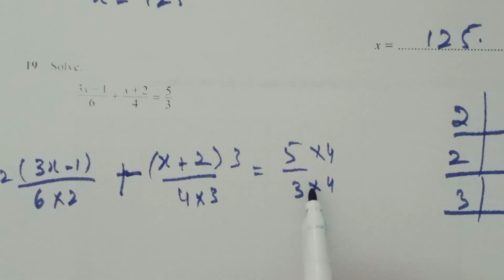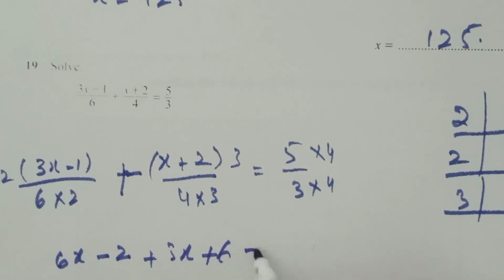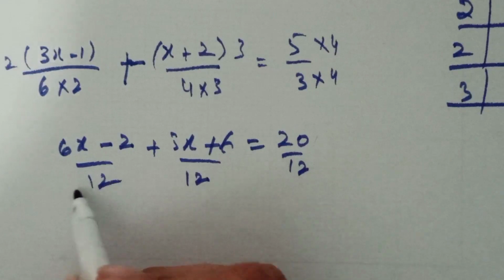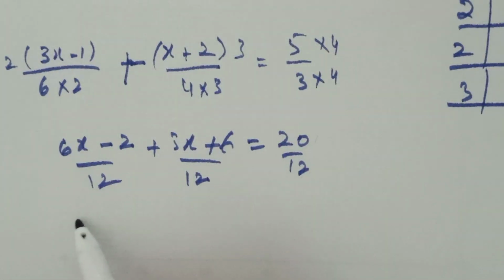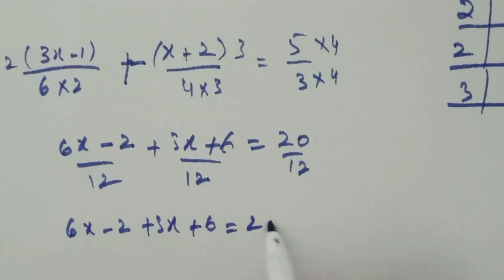Now the denominators are 12, and that gives 6x minus 2 plus 3x plus 6, and that is equal to 20 over 12. 12 and 12, the 12 is finished because it is the same. It will be cancelled out and the equation is 6x minus 2 plus 3x plus 6 equals 20. We have to add it and it becomes 9x and that is 4.